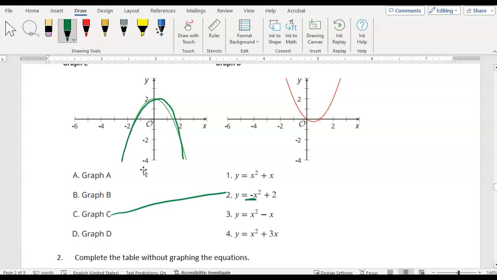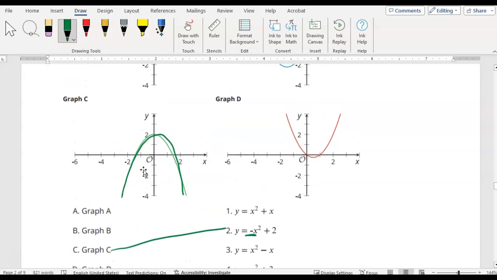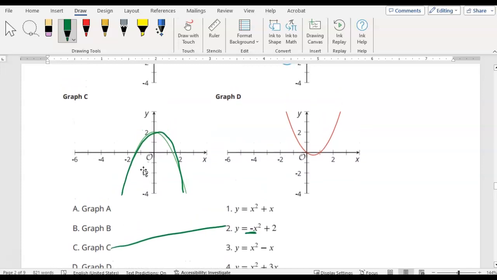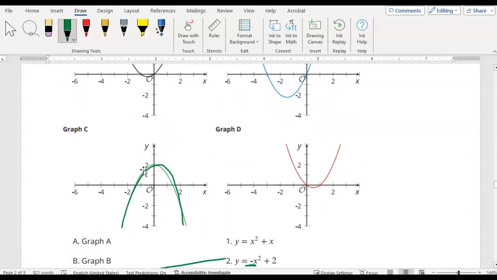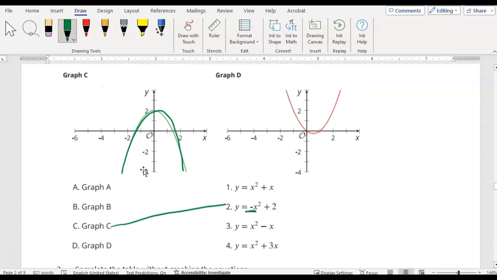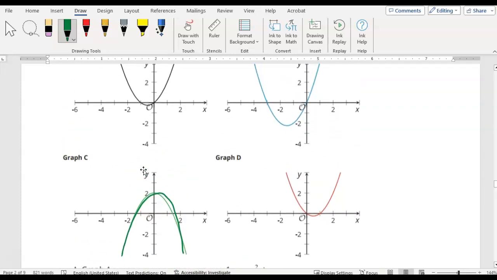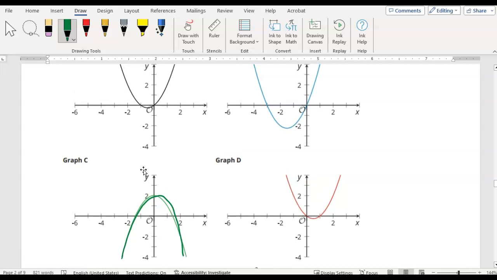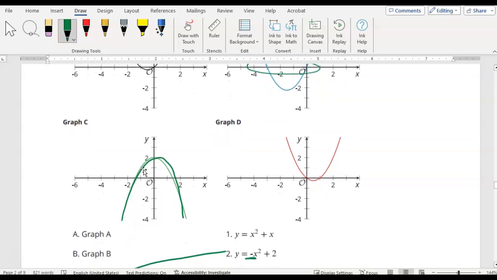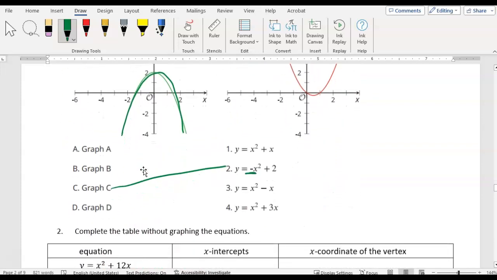So then we need to determine between 1, 3, and 4 which graph matches what. Well, another way to look at this is to think about what our x-intercepts are and whether that makes sense for the graph. So notice that for graph B, we have a much wider x-intercept range here, and we can see that in the way that we have these two graphs here. So let's look at this.